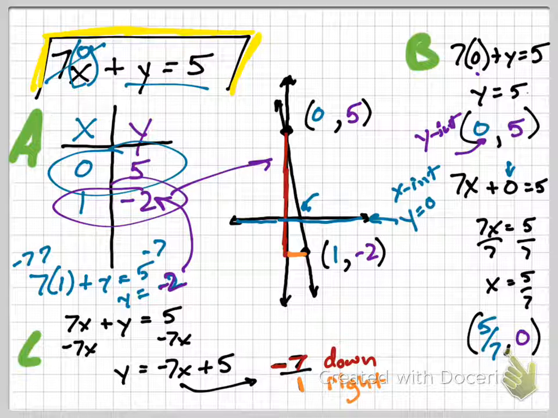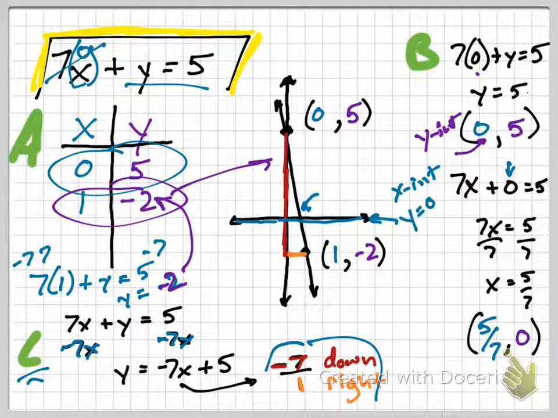Okay. The last strategy is C, convert to slope-intercept. So all we need to do in this case is subtract 7x from both sides, and we have y equals -7x plus 5. We can do our slope and our y-intercept from there like we saw a minute ago. All right, that's all.